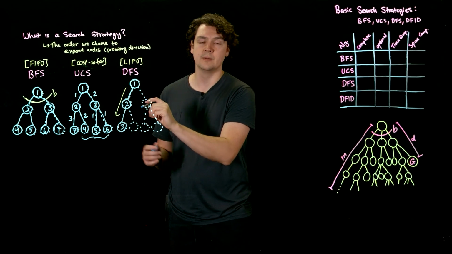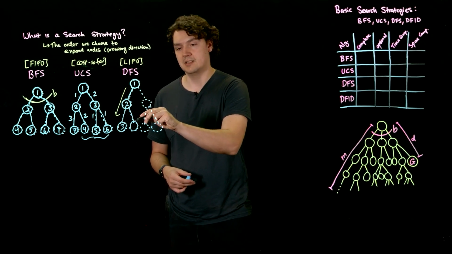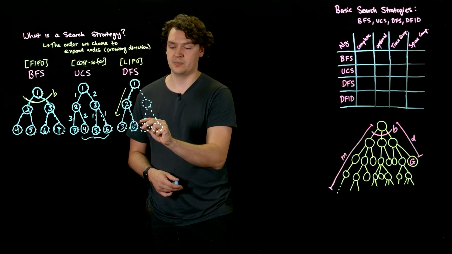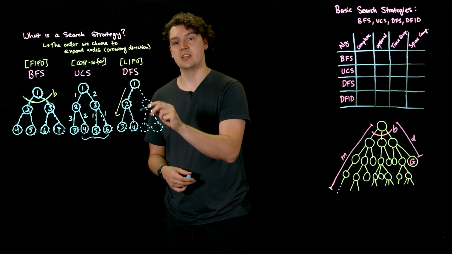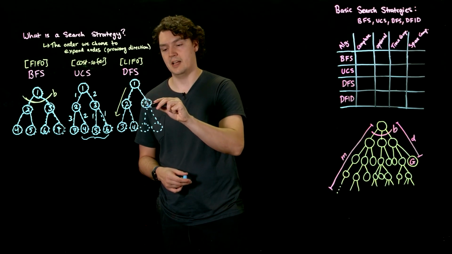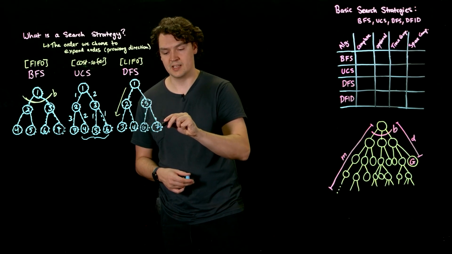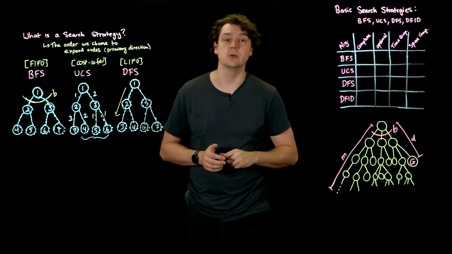We expand this. There was nothing there. So we backtrack up. We generate the other child that we would have needed. We expand this. Found nothing. Backtrack, backtrack. Generate the other child. And so forth. So this is DFS. DFS is extremely easy to understand as well.